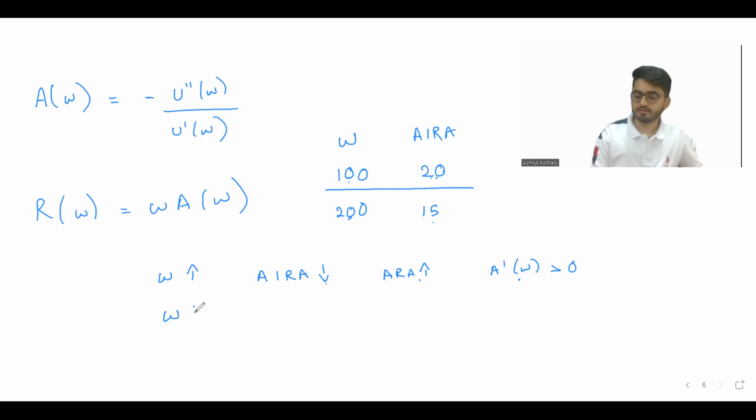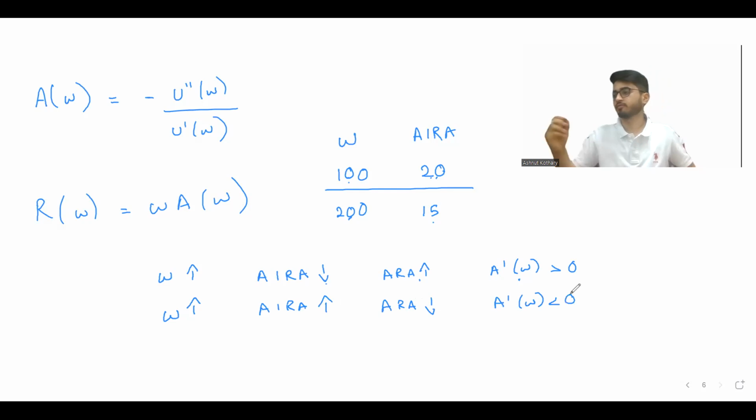Next case could be if W is increasing, AIRA is, let's say, increasing, then ARA is decreasing, and it implies that A dash W is negative. Try to read this out in words and see if it makes sense.